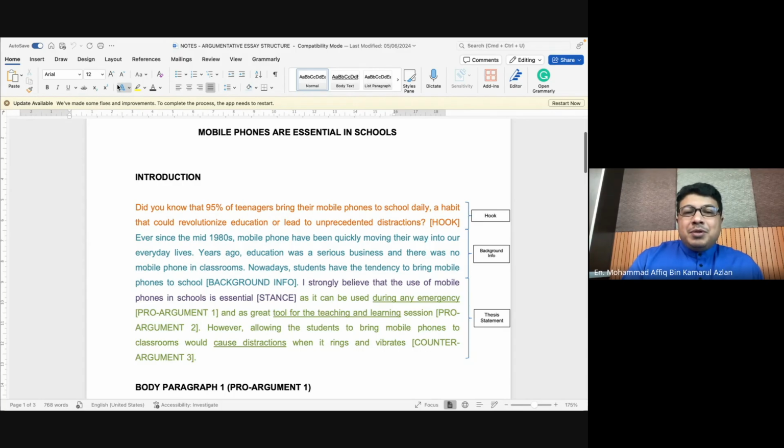And then point number three, so we want to be fair. We want to be balanced. We do not just want to be one-sided. We agree and give all the points about agreement. We also include a point why other people disagree, but we refute, we counter the point. For example, however, allowing students to bring mobile phones to classroom would cause distractions when it rings and vibrates. All right.